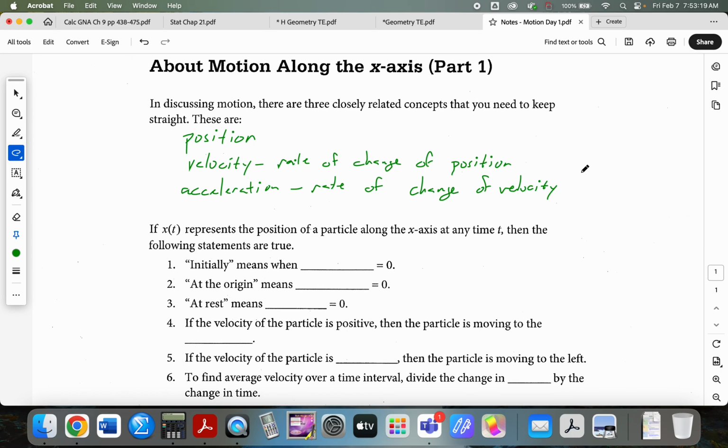Now, this says motion along the x-axis. Sometimes on the AP exam they'll do motion along the y-axis. It doesn't really matter. It just needs to be along some line, okay? And we'll only do motion along horizontal or vertical lines. We'll never do anything where the line is moving at an angle. That gets a little more complicated.